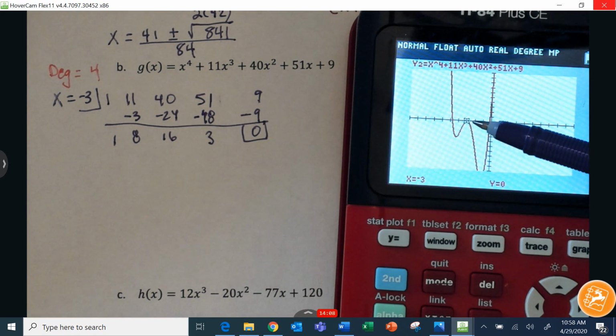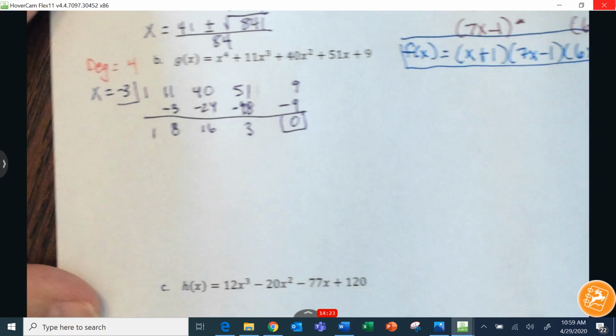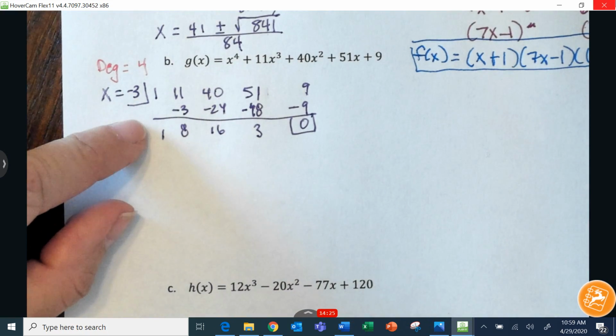So what I notice at -3 is that there is a bounce. It comes up to -3 and does not pass through -3. That's telling me that there is multiplicity here right at -3. That's telling me there's probably 2 -3s. So I'm going to try a second -3 right off of that first one.